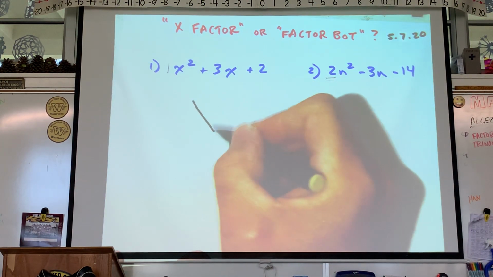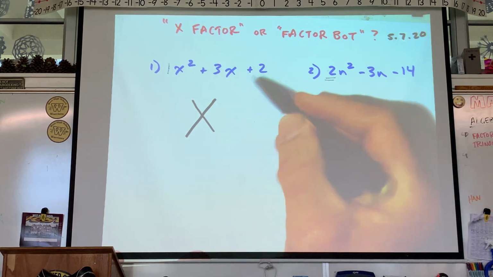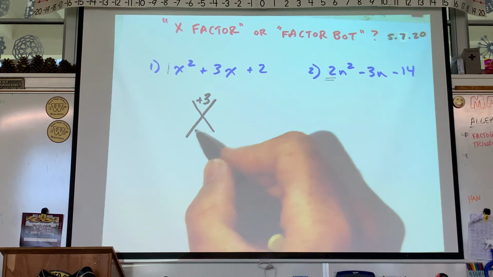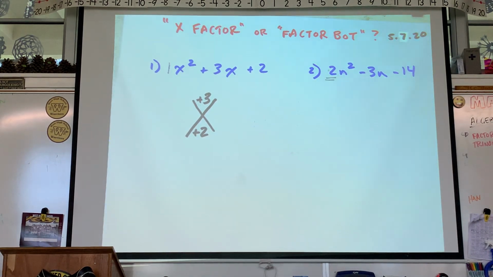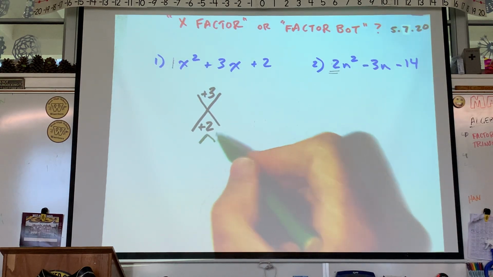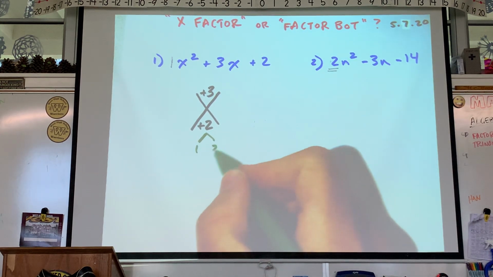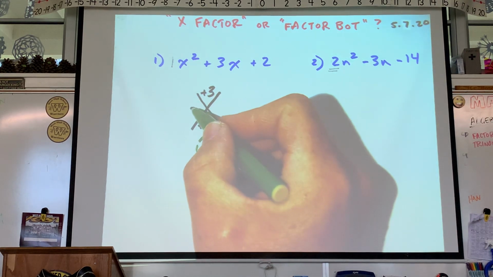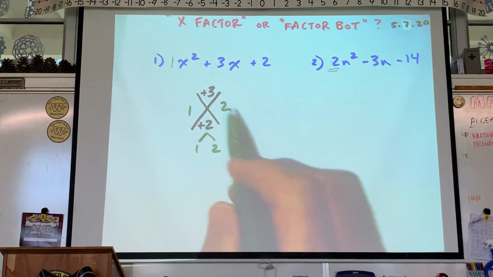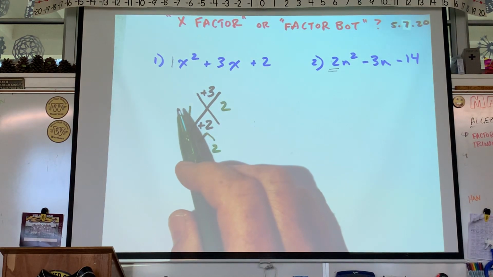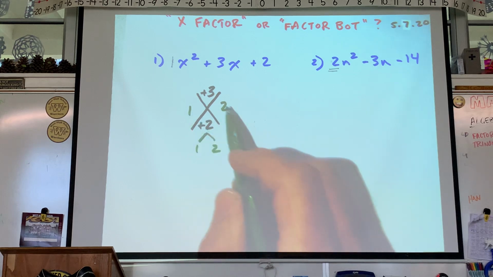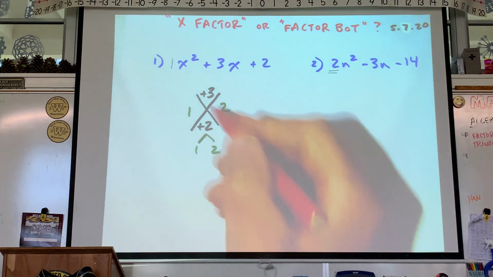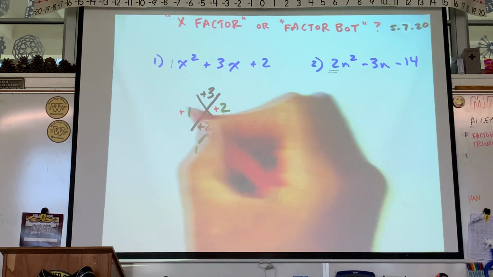Let's go ahead and draw our x. Let's put the middle term with the sign at the top. Let's put the last term with its sign at the bottom. This is going to be a rather easy one. Let's get the factors of 2. 1 times 2, that's it, no more. If it's only 1 and 2, that's going to be my side numbers. Remember, these two have to add up or subtract up to the top and multiply up to the bottom. Which signs would I use here? I would use a plus and a plus.